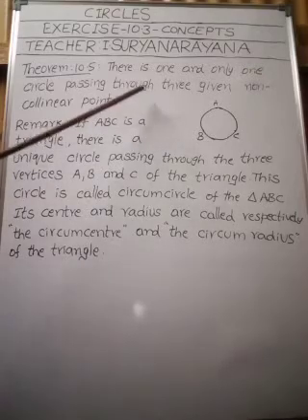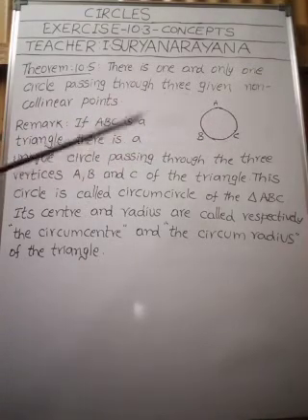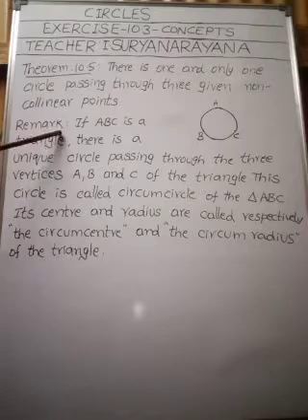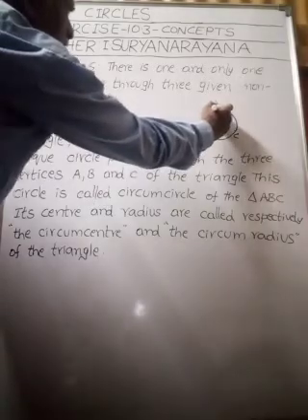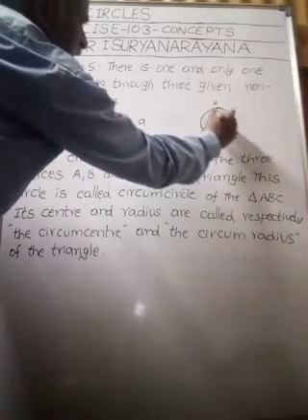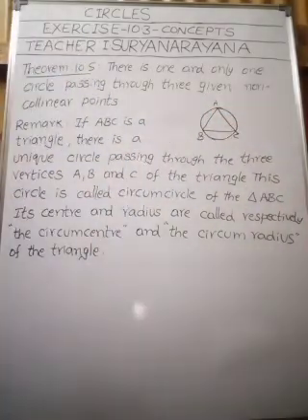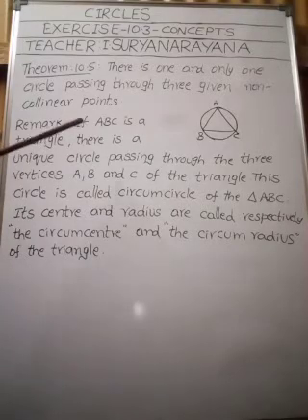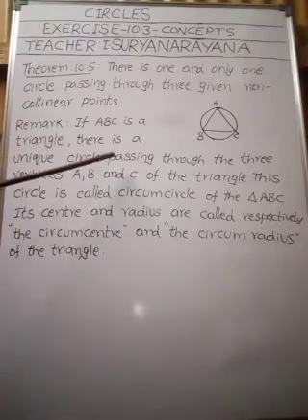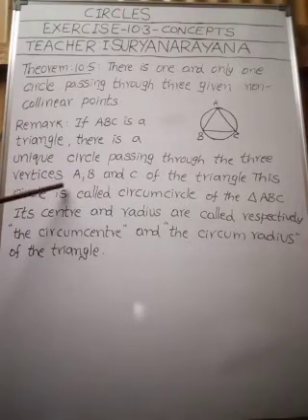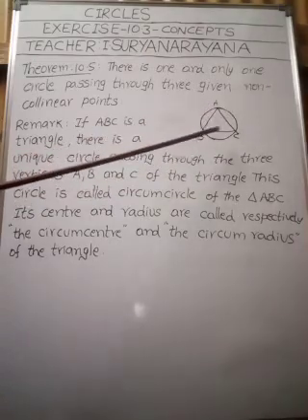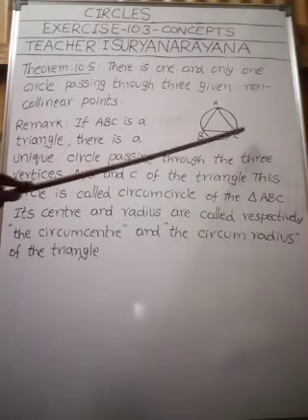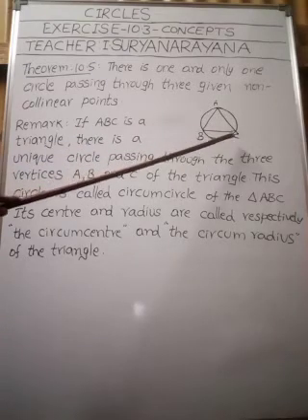I visualized this point here. Remark: you have to notice that here is triangle ABC. We can join AB, BC and CA. Do you get triangle ABC or not, my children? If ABC is a triangle, there is a unique circle passing through the three vertices A, B and C of the triangle. Have we drawn a circle passing through the vertices of this triangle, my children, or not?